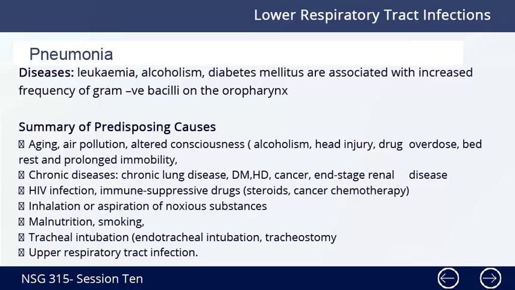Number 3, HIV infection, immune suppressive drugs, for example steroids, cancer chemotherapy. Number 4, inhalation or aspiration of noxious substances. Number 5, malnutrition, smoking. Number 6, tracheal intubation, that is endotracheal intubation and tracheostomy. And lastly, number 7, upper respiratory tract infection.